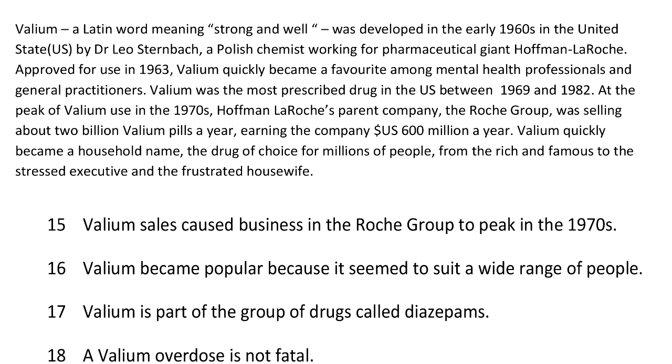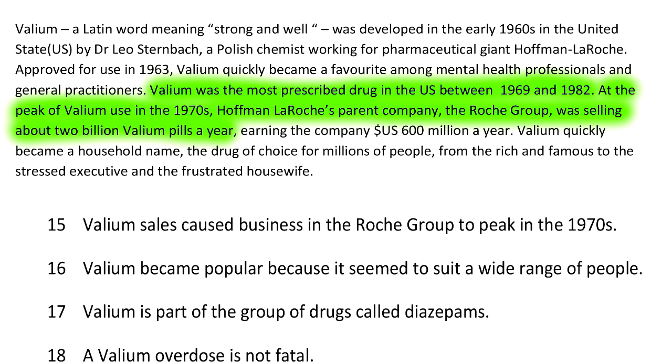Now let's look at question number 15. The question says that Valium sales caused business in the Roche group to peak in the 1970s. So basically the keyword is sales caused business to peak. Let's come back to the paragraph and read what is given there. It is given that Valium was the most prescribed drugs in the US between 1969 and 1982. And it is also given that at the peak of Valium use, Hoffmann-La Roche's parent company, the Roche Group, was selling about 2 billion Valium pills a year.